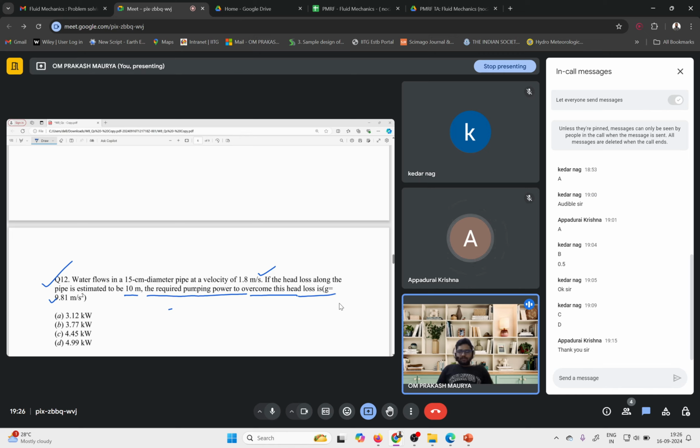Question 12 is telling: water flows in a 15 centimeter diameter pipe at a velocity of 1.8 meter per second. If the head loss along the pipe is estimated to be 10 meter, the required pumping power to overcome this head loss is.